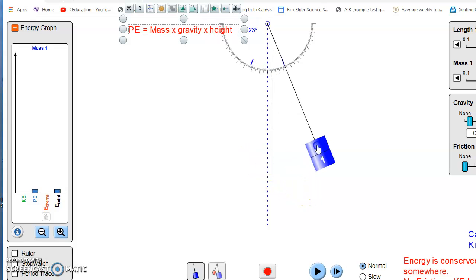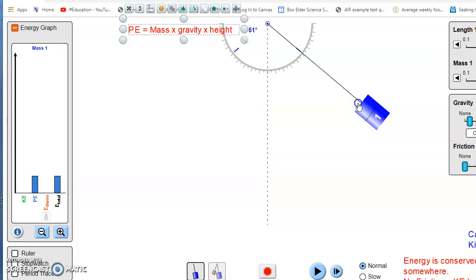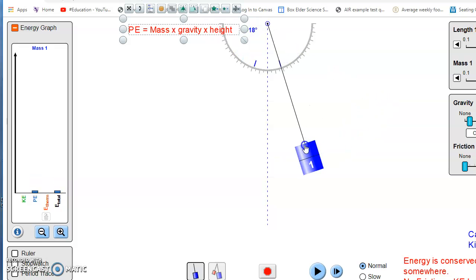So if I pull this up, notice that the bar on the left is increasing as I pull it up. If I pull it up higher, the bar goes higher. If I pull it lower, the bar goes lower. So this helps us understand what potential energy is. Potential energy is based on height.